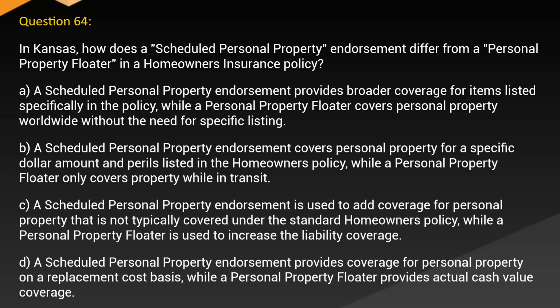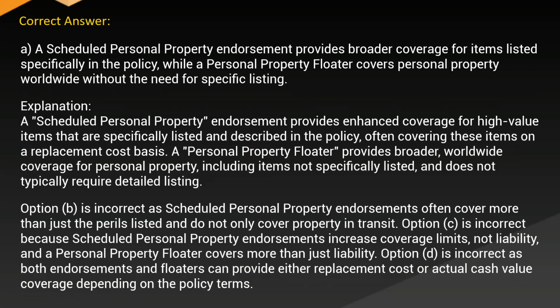A scheduled personal property endorsement provides coverage for personal property on a replacement cost basis, while a personal property floater provides actual cash value coverage. Correct answer A. A scheduled personal property endorsement provides broader coverage for items listed specifically in the policy, while a personal property floater covers personal property worldwide without the need for specific listing.